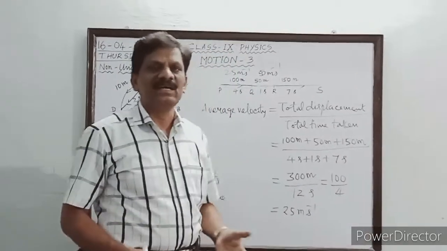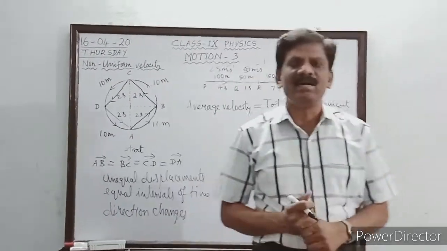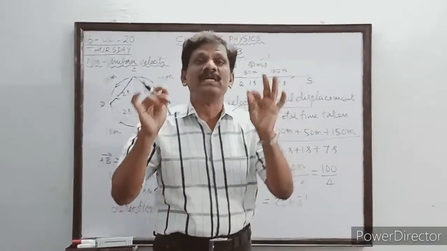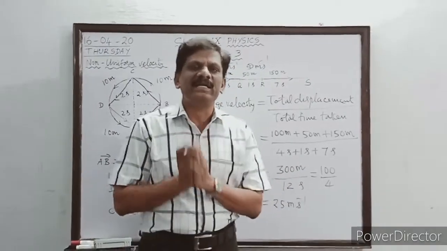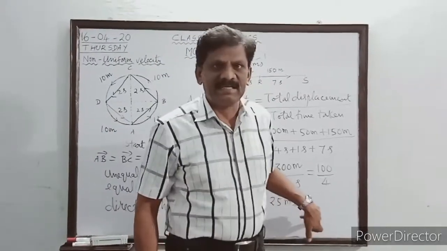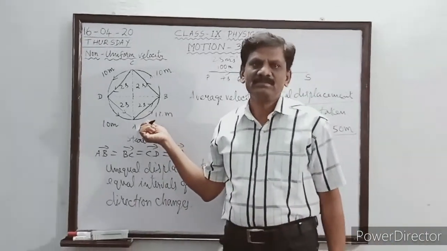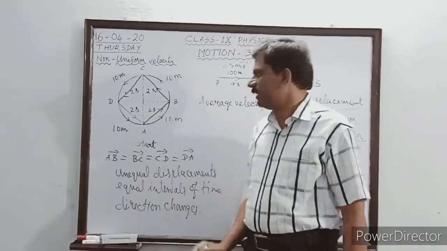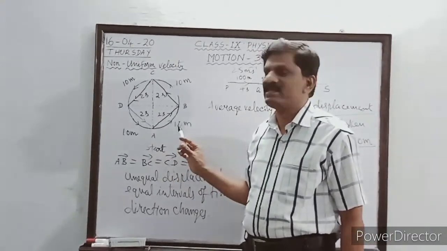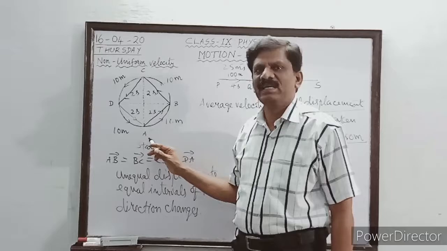In such cases, we use the term average velocity of a body. So, the average velocity of a body is defined as the ratio of the total displacement to the total time taken. And in this example, we find that it is equal to 25 meters per second. Now, a simple question I am asking you. Look at this circular path. In this example, you see that the body starts from which point? A. It passes through which points? B, C, D, and it is coming back to A itself.